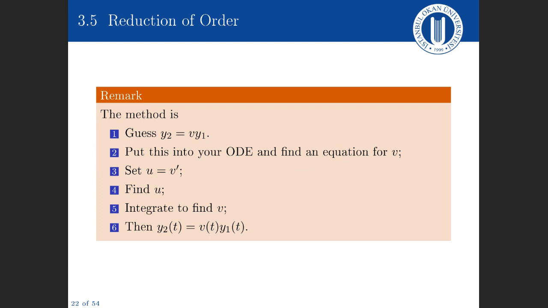So let's summarize. Step one, we're going to guess that y2 is equal to v multiplied by y1. We're going to put this into our differential equation, and we're going to find an equation for v, remembering that our equation must always include zero v at the end. We're going to do a substitution u is equal to v prime to get a first order differential equation for u. We know how to solve first order equations, so we can find u. As soon as we know u, we integrate u to get v. And then step six, as soon as we know v, we can multiply it by y1 to get y2.